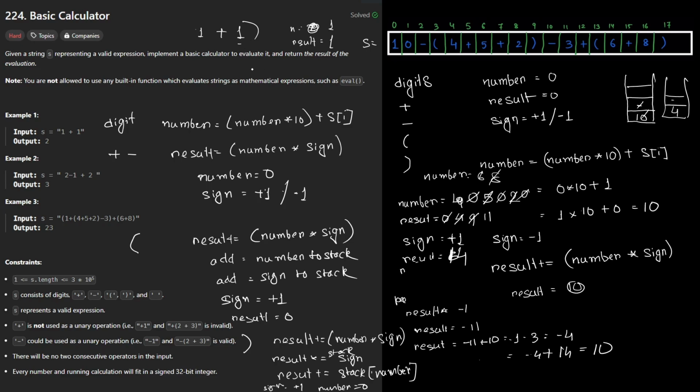So in that situation, when you're returning the result, it would be result plus sign multiplied by number. So in this case it would be 1 plus, sign would be positive, 1 plus 1, which would be 2. So 2 would be the correct output.